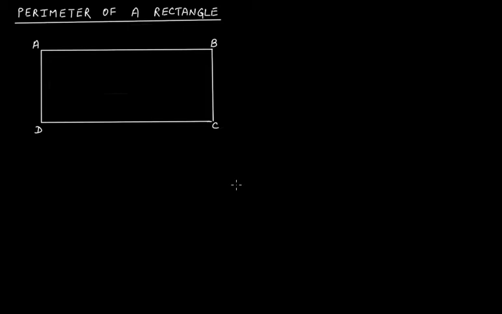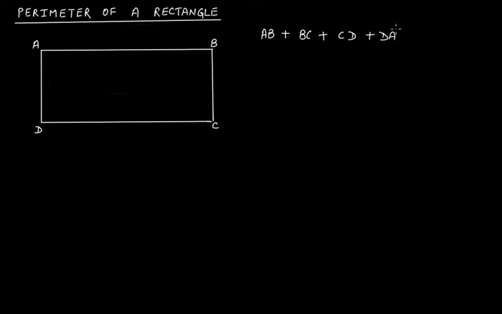Now if this is a rectangle and I have to find the perimeter, I start from this point A, travel along the boundary of this figure and take one complete round. If I add all the sides, that will give the perimeter, and that is what we know. So if I travel from A to B, that is side AB. Then I add side BC, then side CD, and then side DA.